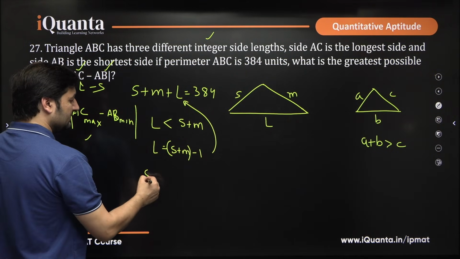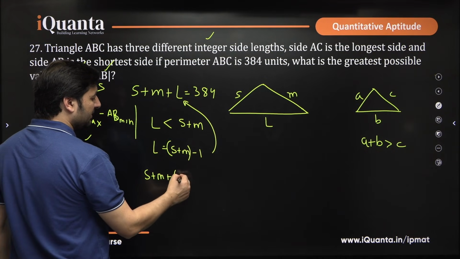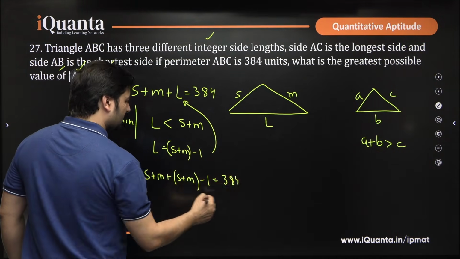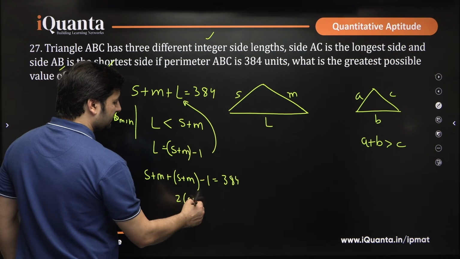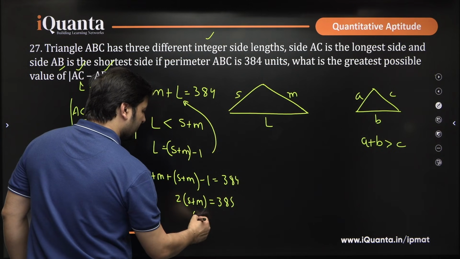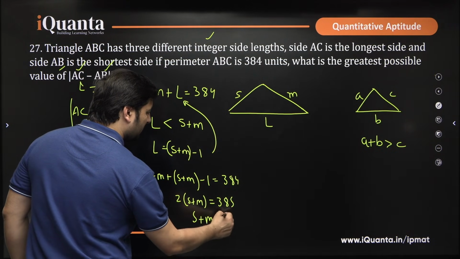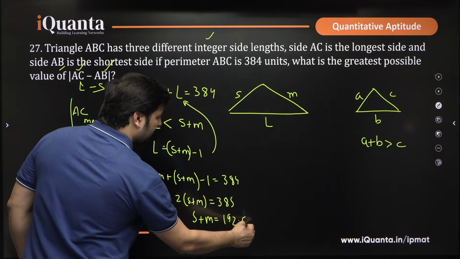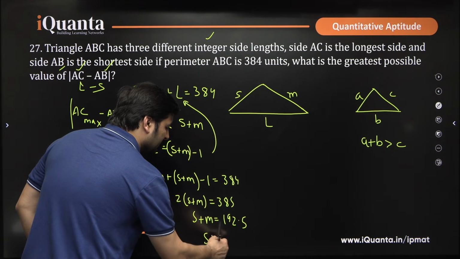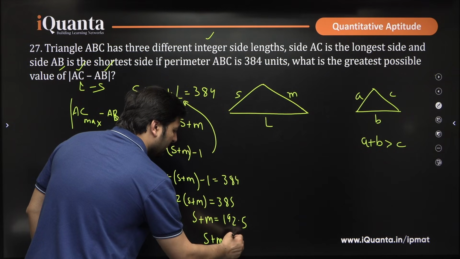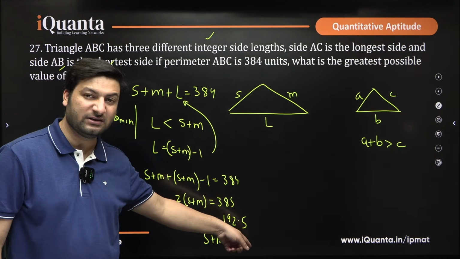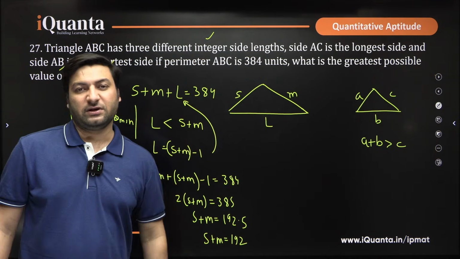So, S plus M plus L will be S plus M plus S plus M minus 1 and that should be equal to 384. We can say that 2 times S plus M should be equal to 385 or S plus M should be equal to 192.5. But because these are integer lengths, then we should say that S plus M should actually be equal to 192. Yes or no? We cannot take 192.5, not more than that. We should be able to take it around 192.